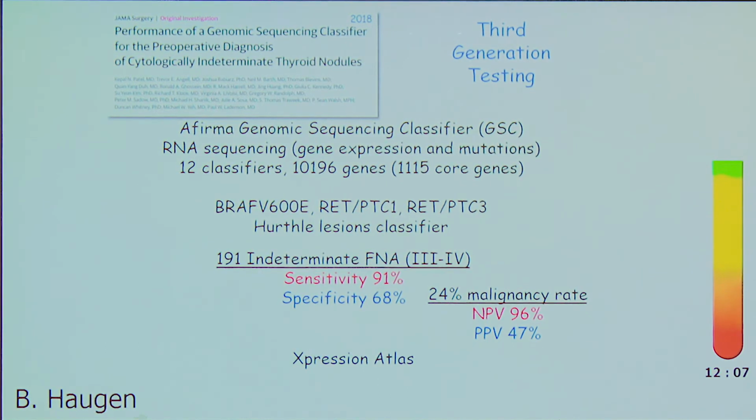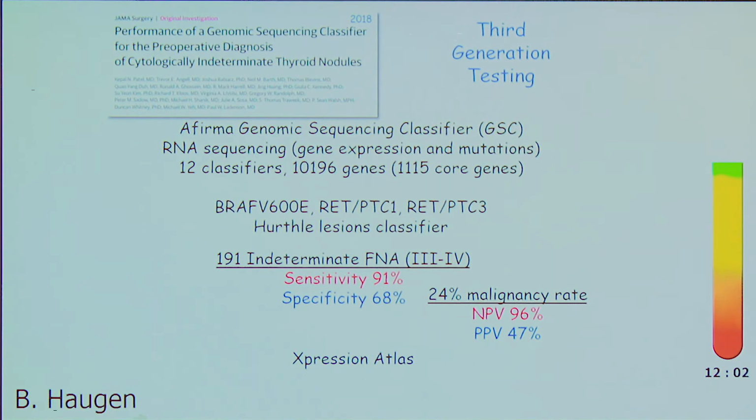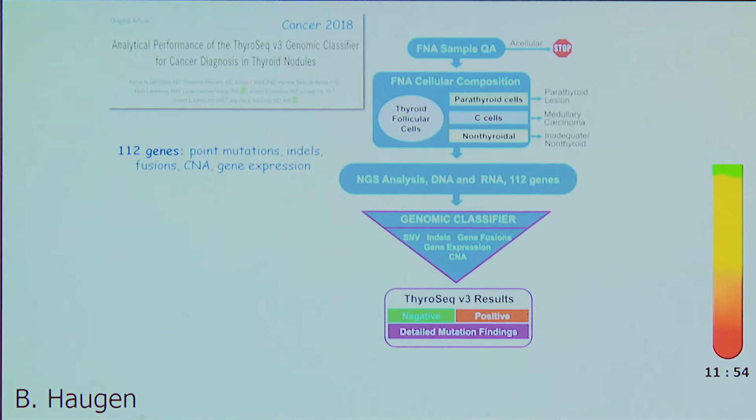It also has what's called an expression atlas, where they can report out certain mutations based off of the RNA sequencing. I would like to see that a bit better validated, but that's, again, another nice tool that could be available. The other test is the ThyroSeq version 3 genomic classifier.